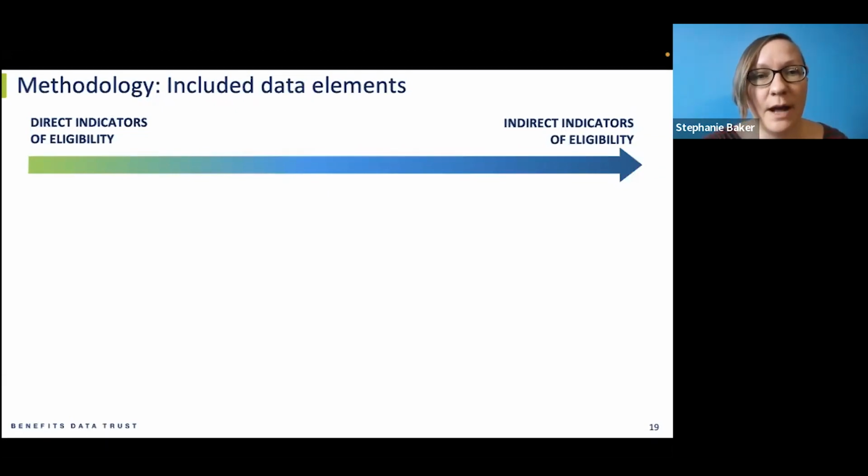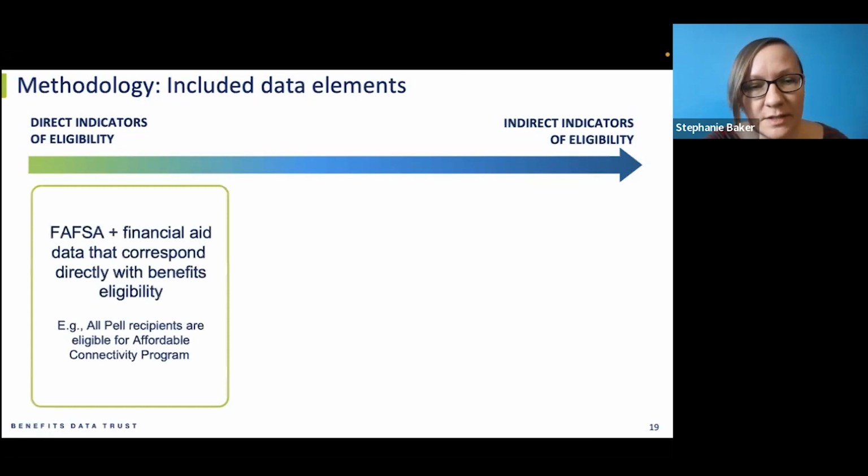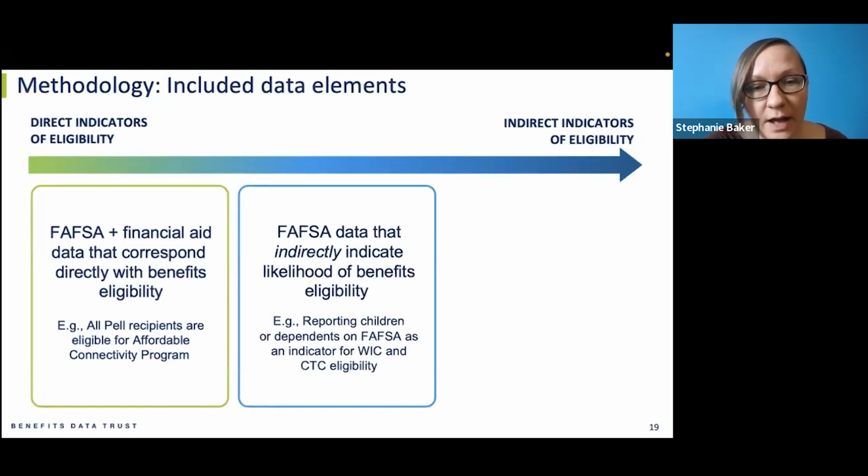I want to talk briefly about our methodology for coming up with the data elements that we include in the toolkit. So to come up with data elements, we used both direct indicators of eligibility as well as indirect indicators of eligibility. Direct indicators are things that we identified from FAFSA or financial aid data that clearly let us know a student is eligible for benefits. So an example is that all Pell Grant recipients are eligible for the Affordable Connectivity Program to receive that broadband assistance. And then some of the indirect indicators of eligibility are things like reporting children or dependents on the FAFSA. That's a pretty good indicator that a student could qualify for WIC and the child tax credit.